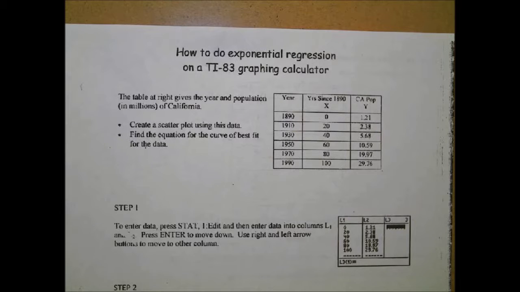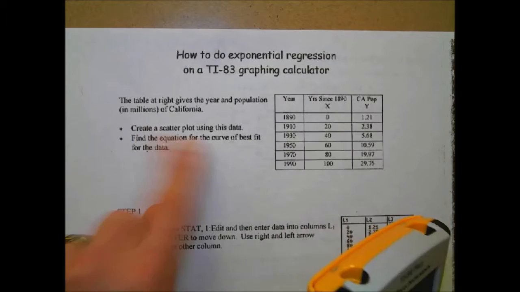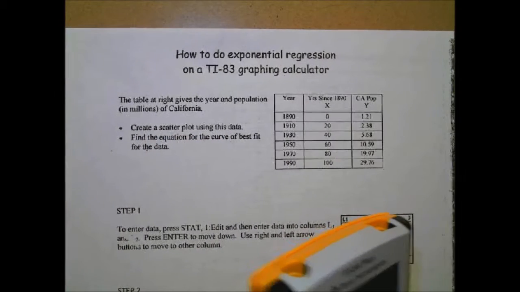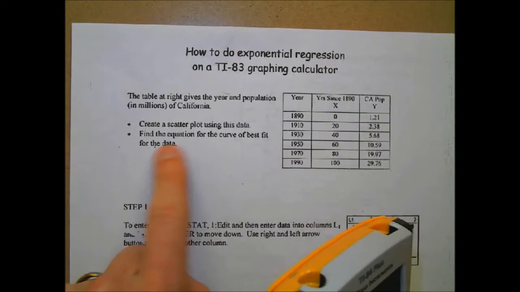Here we go. So, need those graphing calculators handy. All right. And we're going to enter our data into the graphing calculator. Okay. Now, it wants us to create a scatter plot. We're not going to do that right now. Okay. We're just going to find the equation for the curve of best fit for the data.